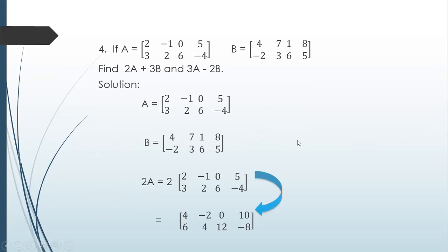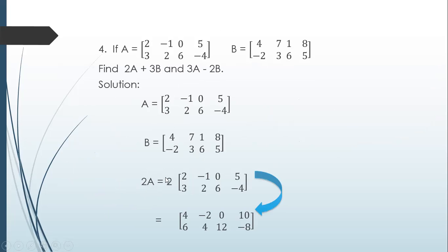This is the fourth example. If A equals [2, -1, 0, 5, 3, 2, 6, -4] and B equals [4, 7, 1, 8, -2, 3, 6, 5], find 2A plus 3B and 3A minus 2B. We write A and B, and find 2A. What is the meaning of 2A?